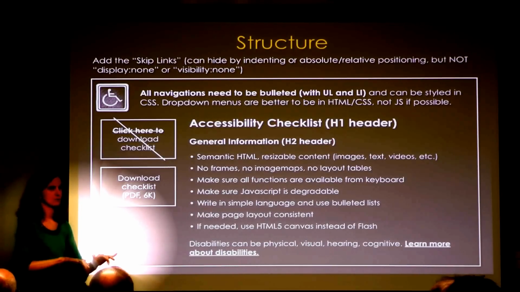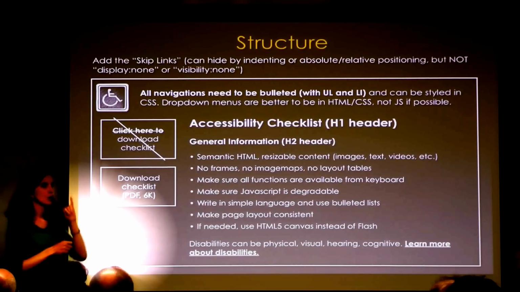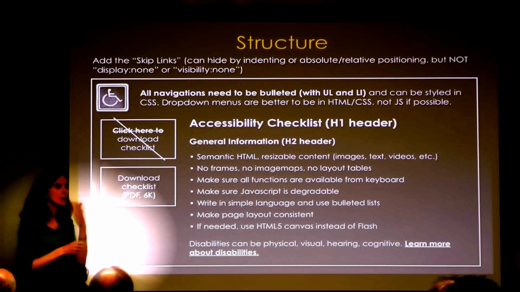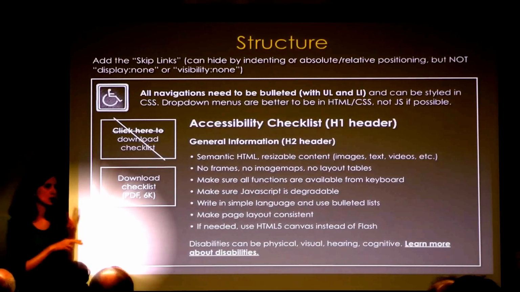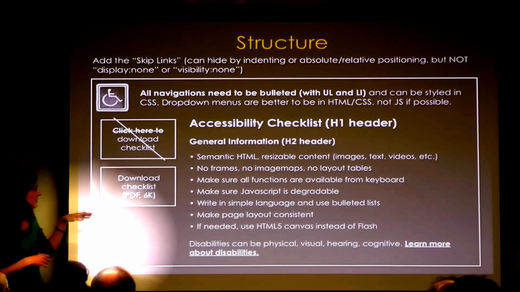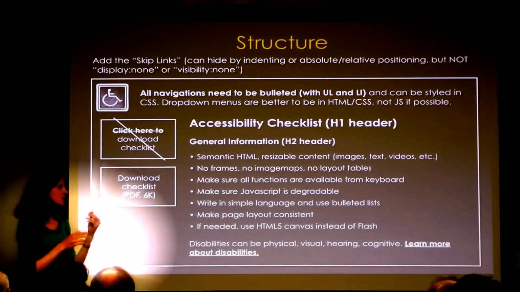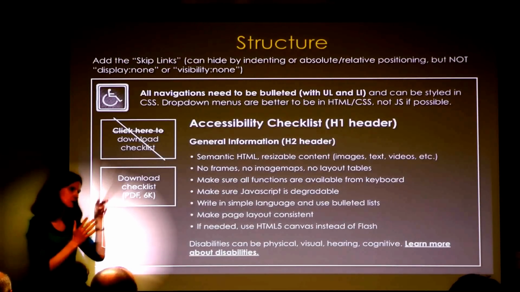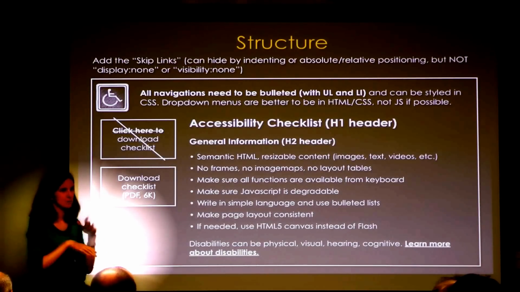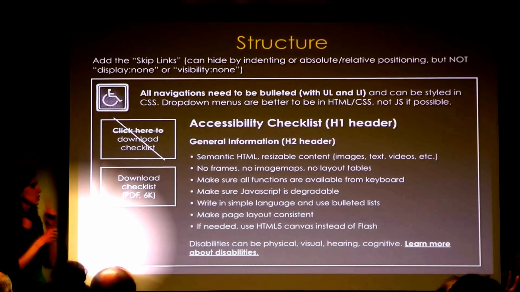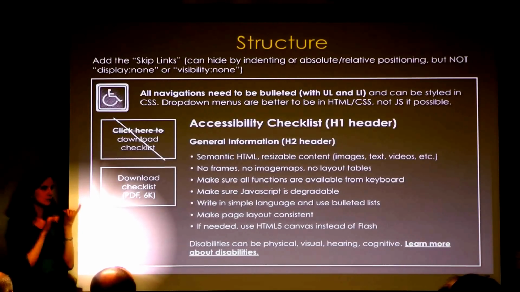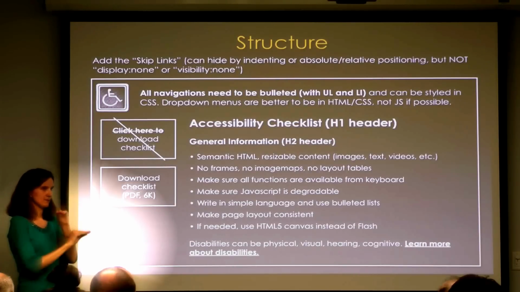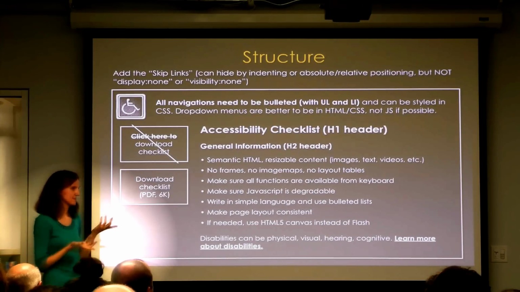Make sure that all functions can be accessible via the keyboard, and that JavaScript, if you have to use it, is better if it's downgradable, because then if there's a problem with JavaScript, the website's still functional. And write in simple language using bullet points. Anyone can have a disability, and the general public doesn't necessarily have as much time to spend reading a lot of text on a web page. You also want to have the web layout consistent for each page.